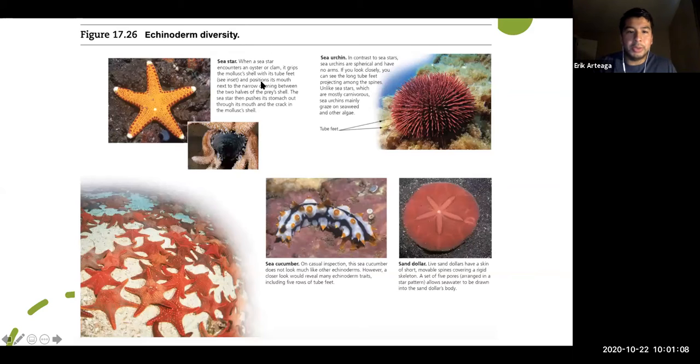All right. Echinoderm diversity. So we have sea stars. Interesting how sea stars actually hunt. One thing about clams is they're very strong and sturdy at closing their shells, and they can hold the shell closed for a little bit. Sea stars will exploit that. What that means is it'll exploit how long that clam is able to hold its shell shut.